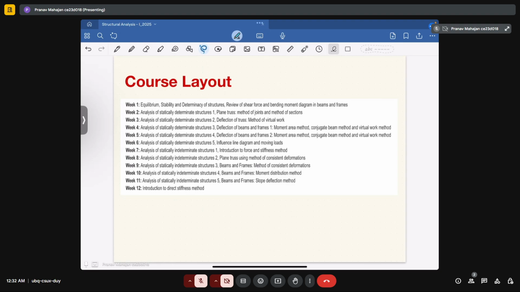This is not a topic which you need to cover in detail for this particular level of course. When you study the advanced level of structural analysis, that is Structural Analysis 2, then you will be able to understand the total mechanism of how this direct stiffness method works.